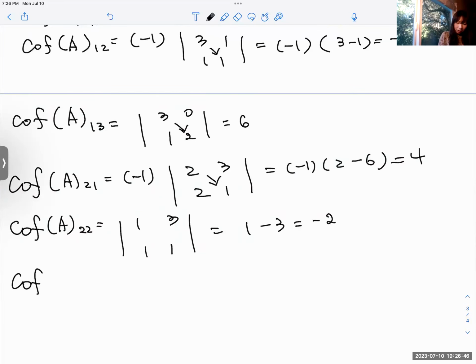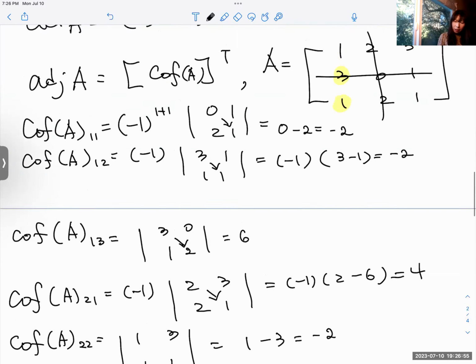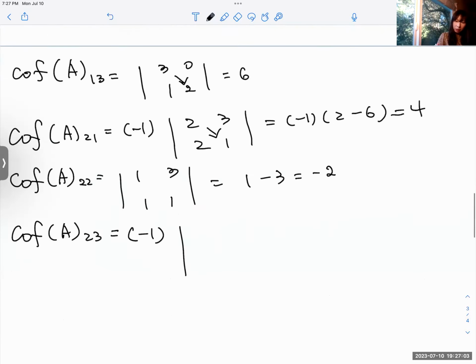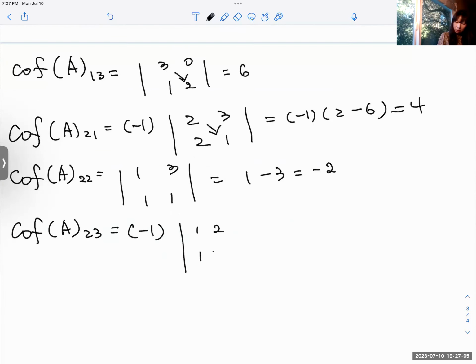Okay, now cofactor of A, 2, 3. It's a positive, and then we get negative. Then 2, 3. So we get negative, 1, 2, 1, 2, right? Which is 0. All right.